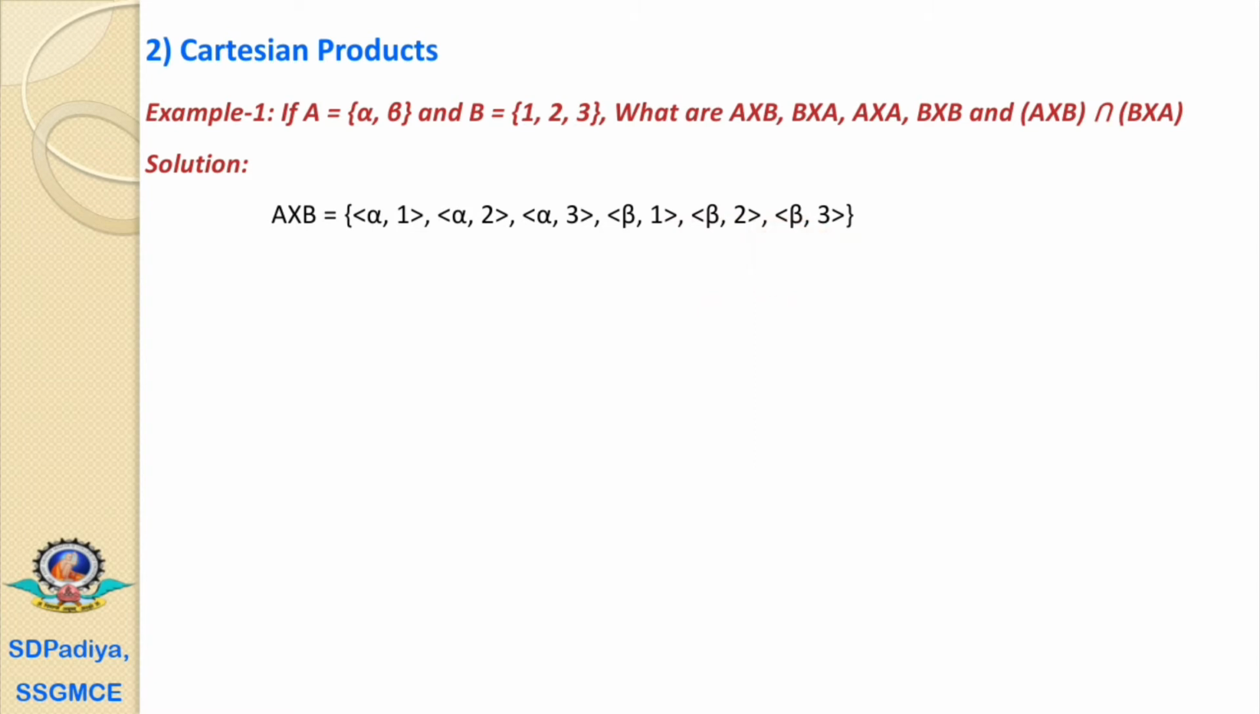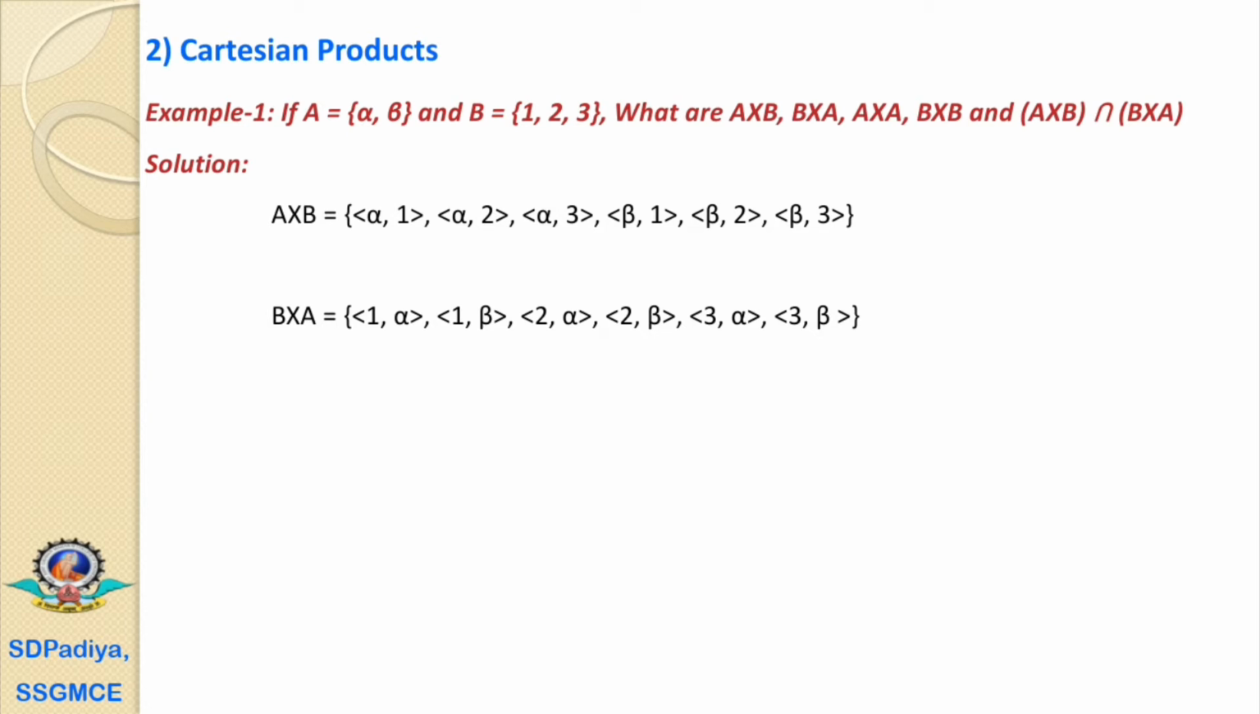Next, the Cartesian product of B and A. Here the first set is B and the second set is A, so the first element must be from B and the second element from A. So the set of Cartesian products is (1, alpha), (1, beta). Then for the second element of B, (2, alpha) and (2, beta). And for the third element of B, (3, alpha) and (3, beta).